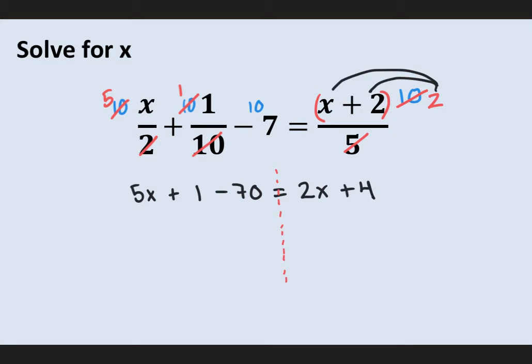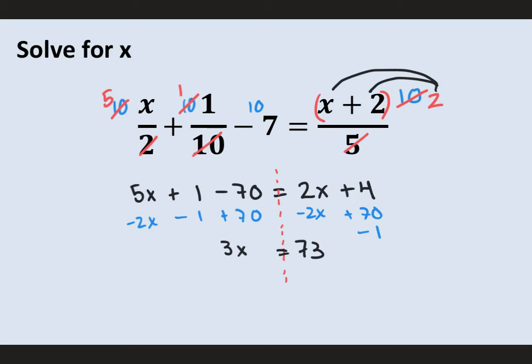I'm going to go ahead and combine some stuff around. So I'm going to add a 70 over to here. I'm also going to subtract a 1 over to here. And then I'm going to move the x's to the other side. So I'm going to subtract this 2x over to here. So that'll give me 5x minus 2x is 3x, equals 4 plus 70 is 74 minus 1 is 73.